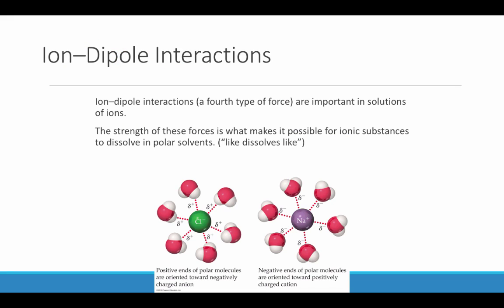Let's look now at one final type of interaction, ion-dipole interactions. Technically, these aren't intermolecular forces since an ion isn't a molecule, but it follows a similar pattern. Ion-dipole interactions occur when ionic solids dissolve in a liquid, particularly water. The strength of the forces is what makes it possible for ionic substances to dissolve in polar solvents, like water. Here we see that the positive ends of the water molecules are attracted to the negative chloride ion, while the negative ends of the water molecules are attracted to and surround the positive sodium ion.